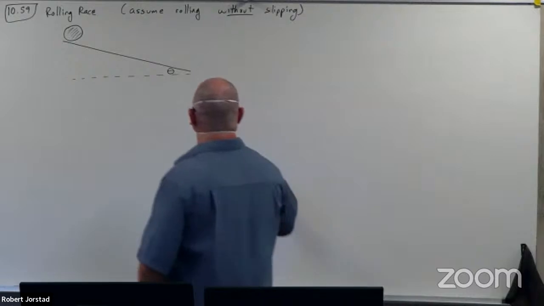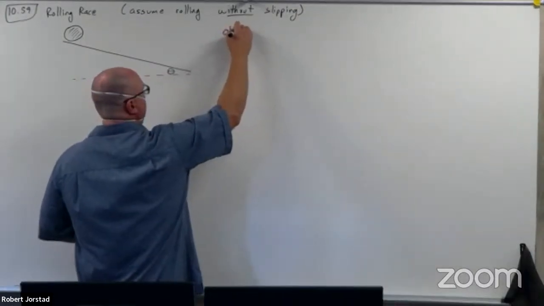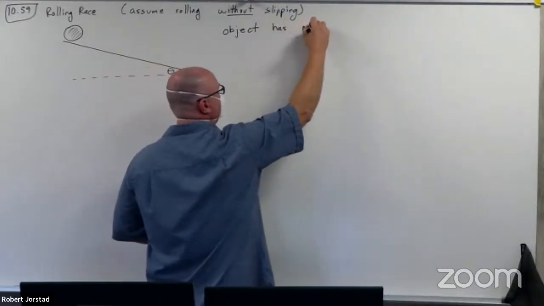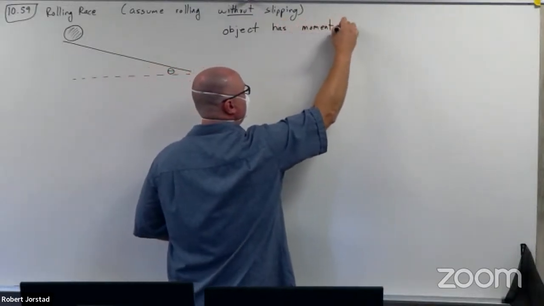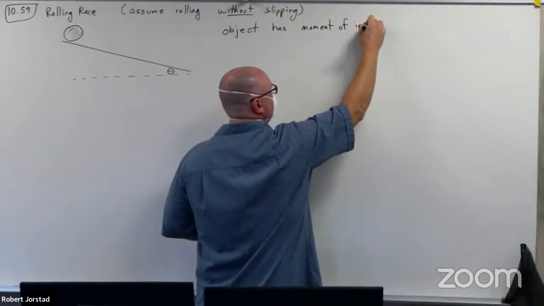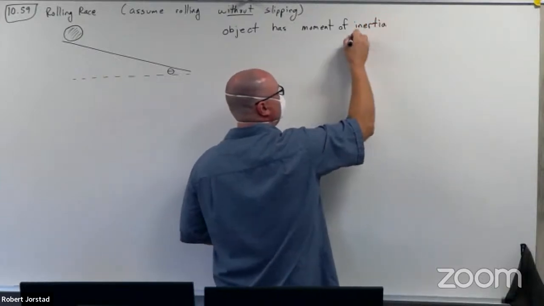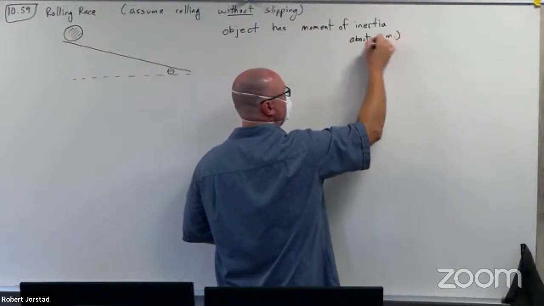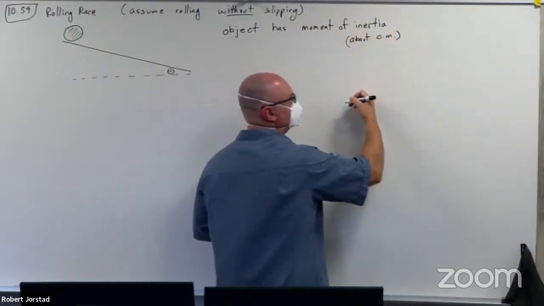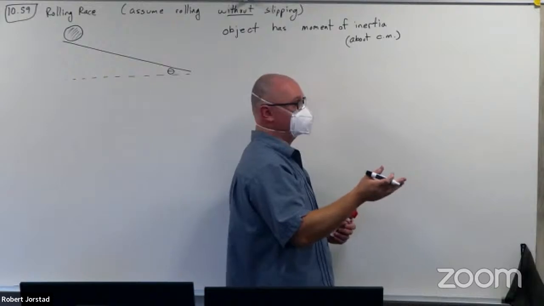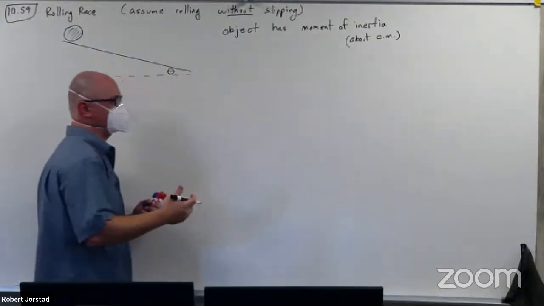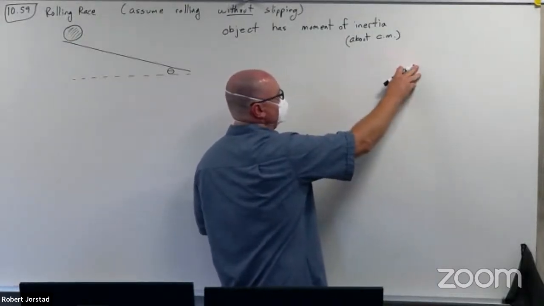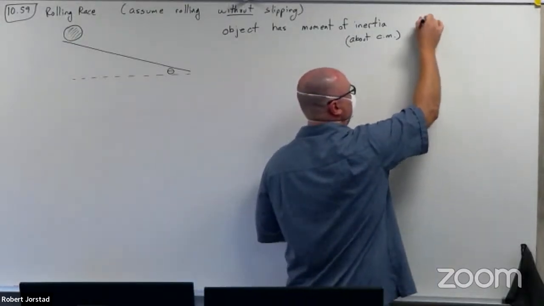So let's assume the object has moment of inertia about the center of mass, just to be clear, right? Because there's that instantaneous pivot. You always got to be clear whether you're talking about the instantaneous pivot or the center of mass. About the center of mass, I.